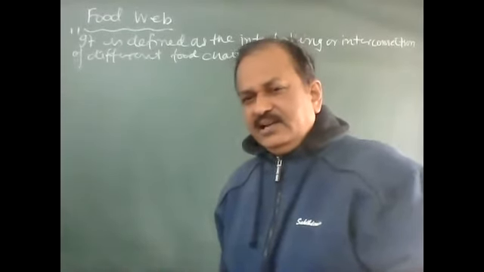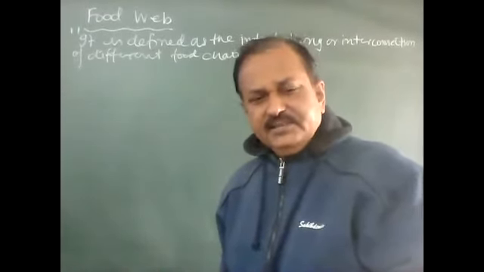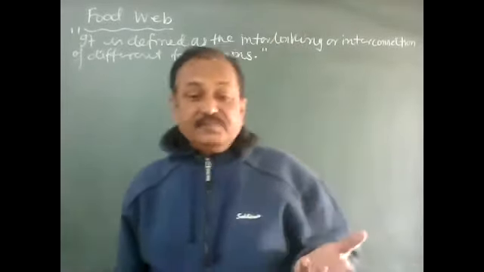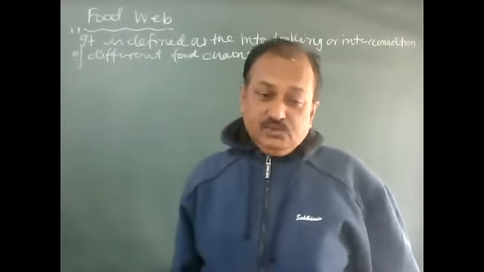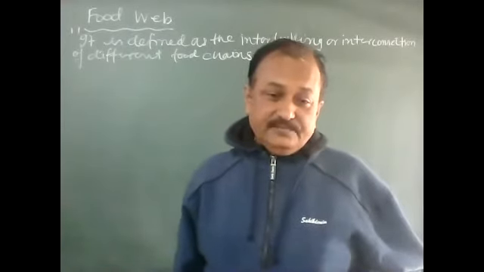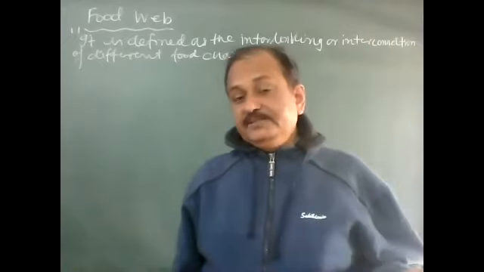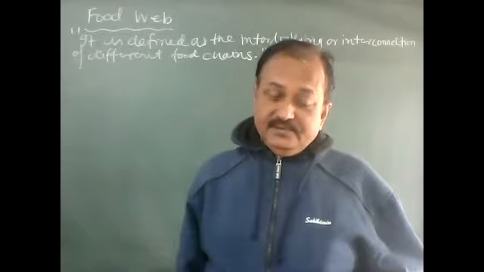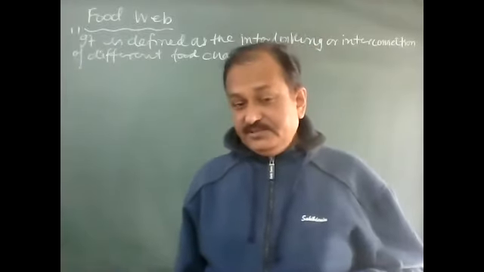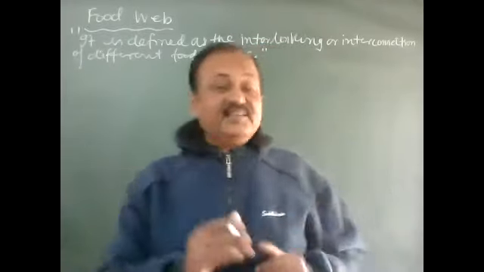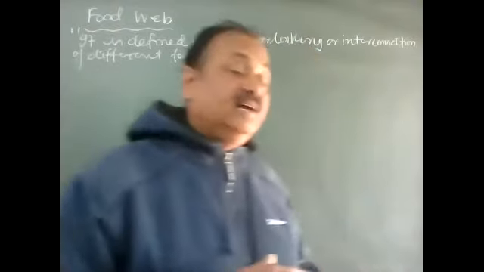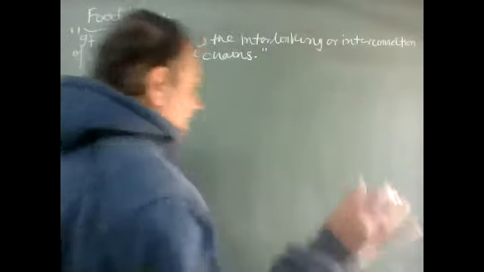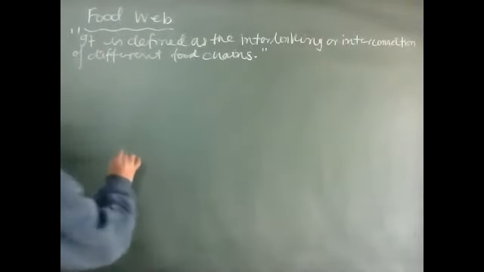And we say at some places, the producers are eaten by different consumers, different primary consumers. And the primary consumers are eaten by secondary consumers. So there is interconnection between different food chains, and that is called food web. See, I am drawing here.